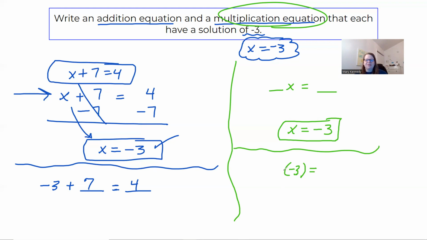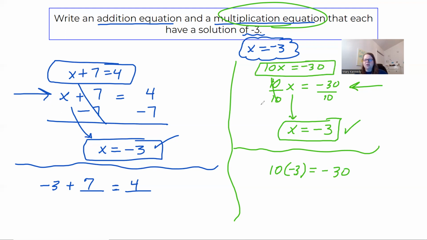Lots and lots of choices. So let's say I pick 10. Well, 10 times -3 is -30. So in the equation, that would look like 10x equals -30. So this would be the equation. That's a multiplication equation. And let's see if it has a solution of -3. If I divide both sides by 10, I get x, and -30 divided by 10 is -3. Yep. So my multiplication equation here is 10x equals -30.